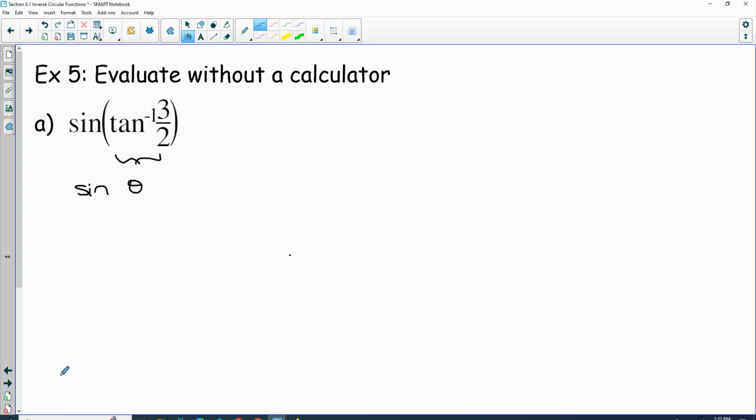No. Okay, so if we can't use a calculator and it's not an angle we know, we're going to draw a picture. Tangent inverse can be in which quadrants? 1 or 4. But since 3 halves is positive, I know I'm in quadrant 1. So if I do a triangle in quadrant 1, tangent inverse of 3 halves, what that means is tangent of that angle is equal to 3 halves.